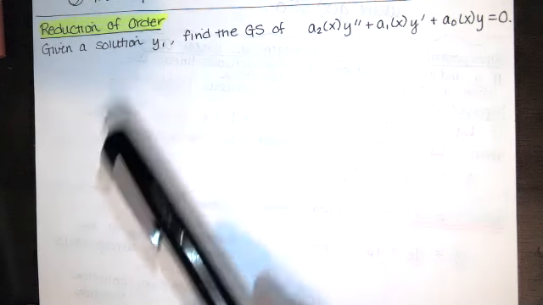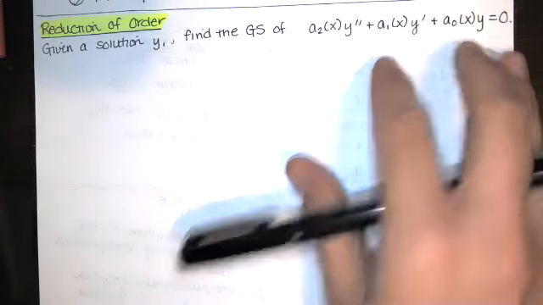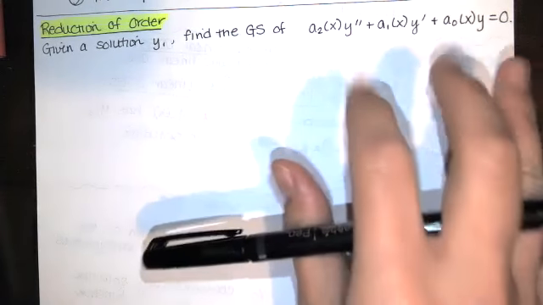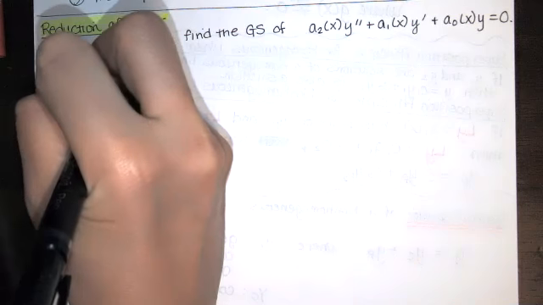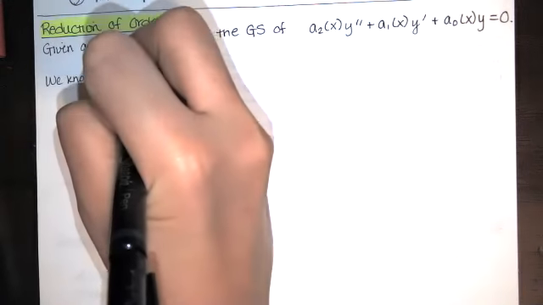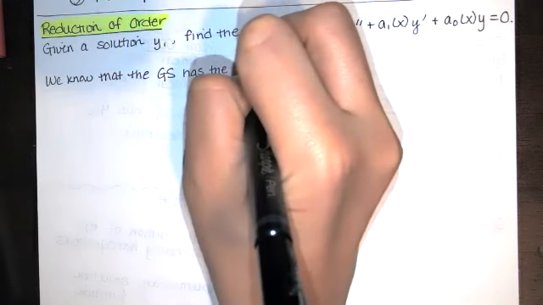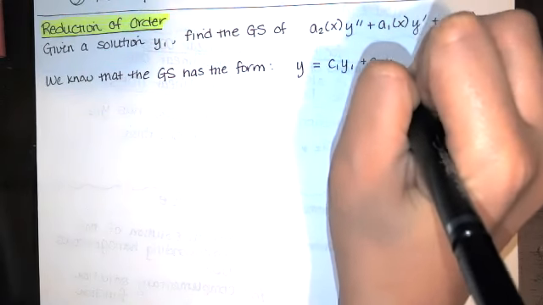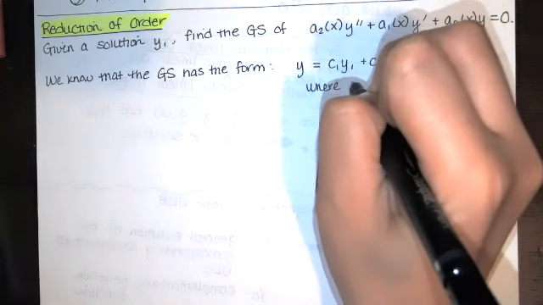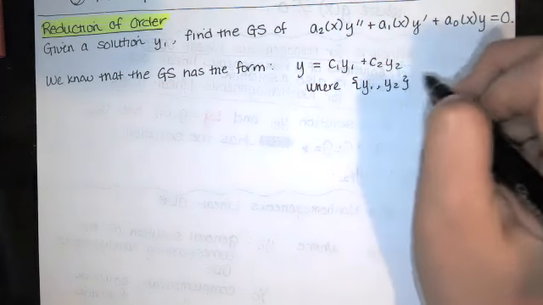Well, if you have a first solution, you can use that to find the second solution, given what we know about the form of the solution of this equation. Since it's a homogeneous linear second order differential equation, we know that the general solution has the following form. y equals C1y1 plus C2y2, where y1 and y2 form a linearly independent set of solutions.